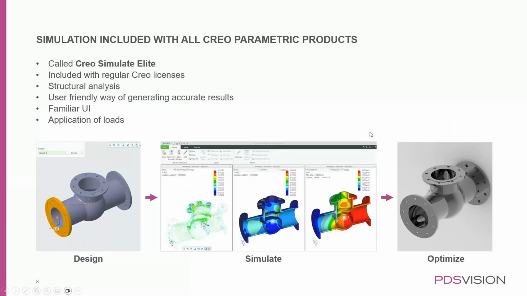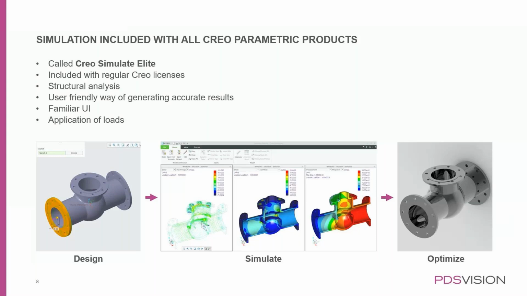Okay, so simulation is included with all Creo Parametric products to some extent, with Creo Simulate being the base level for this. It allows you to perform structural analysis, and it's included with all Creo Parametric licenses. The tools involved are quite intuitive, and you can generate some accurate results that give some information on the structural performance of your design.